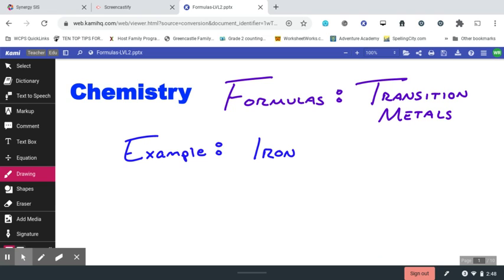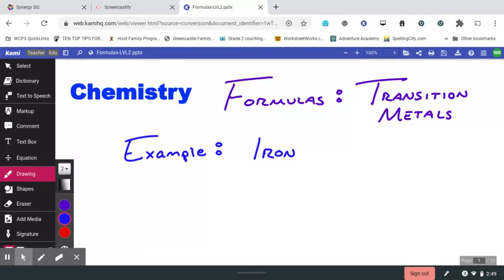I want to show you how to do transition metal formulas. With regards to them, there's really not much different, besides you have a couple of options here per element. So when you're looking at transition metals, oftentimes transition metals will have more than one oxidation state or more than one charge. Iron's a good example of that. And so we're going to go ahead and look at that one and do a couple of examples.